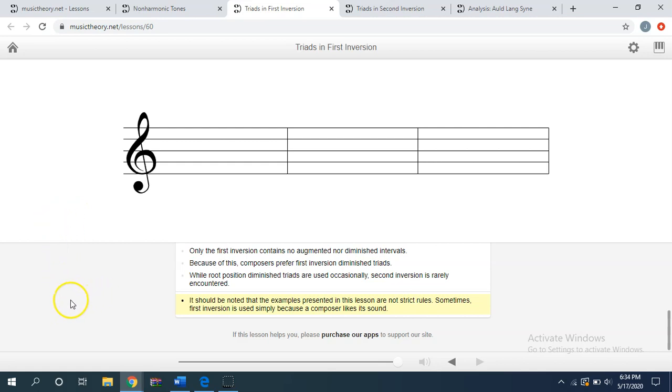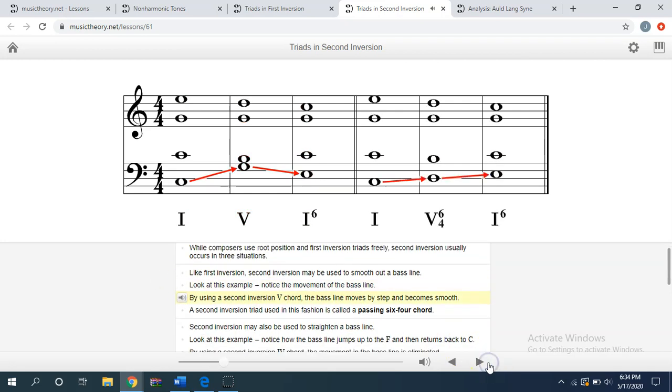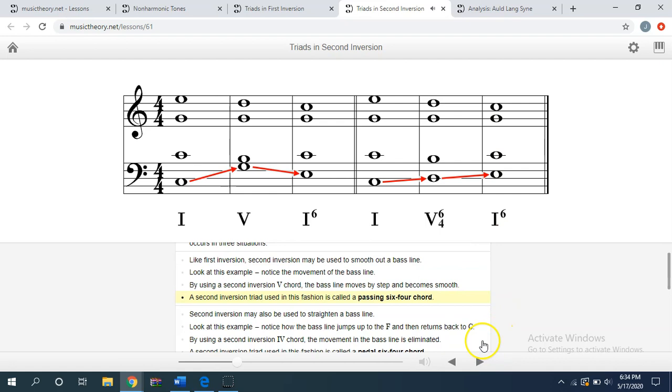Next, we're going to talk about triads in second inversion and how to use them. While composers use root position and first inversion triads freely, second inversion usually occurs in 3 different situations. 1, it might be used to smooth out a bass line. Look at the example and let's listen to it first. But by using second inversion, the bass line gets to go in stepwise motion rather than by leaping up a fifth. The second inversion triad used in this fashion is called a passing 6/4 chord. 6/4 just means it's in second inversion, and passing means that it occurs in between to help smooth out the line.